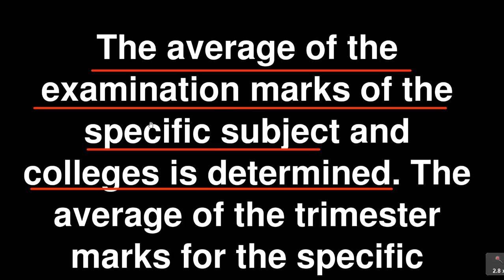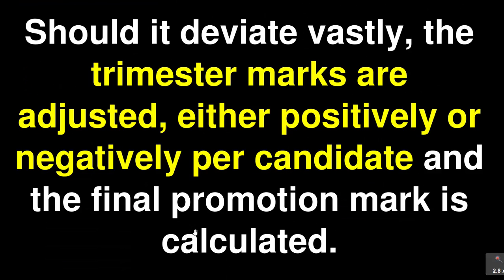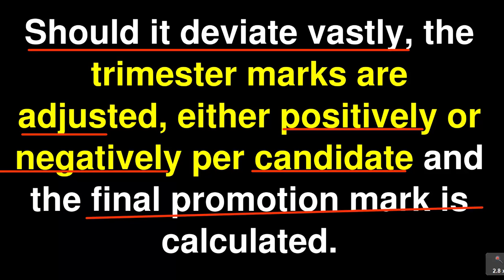It comes from the average of the subject as well as the performance average of the college in question. So when they do that, should it deviate vastly, that's where the key whole thing is. The trimester marks are adjusted either positively or negatively per candidate, and the final promotional mark is calculated.